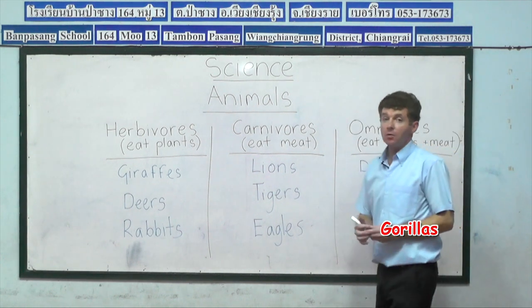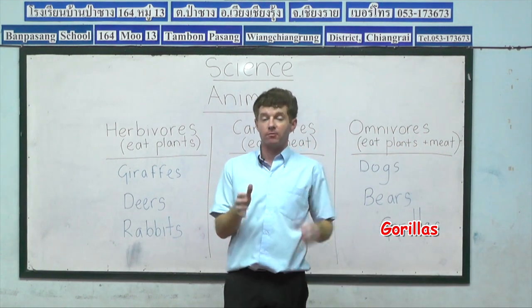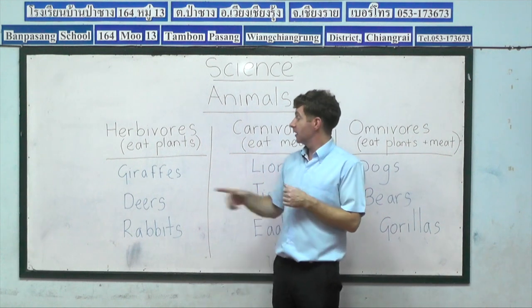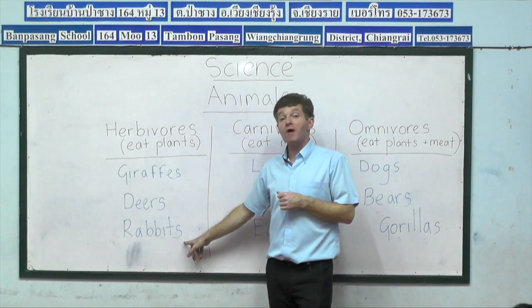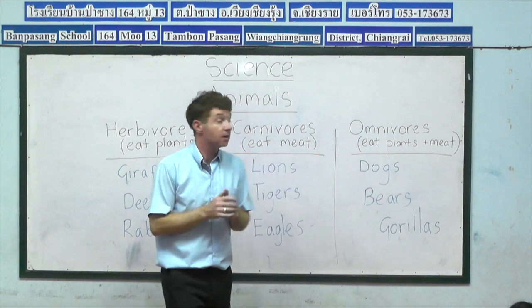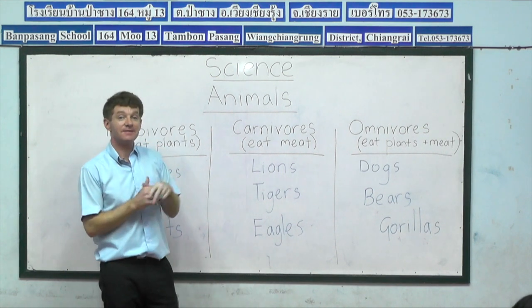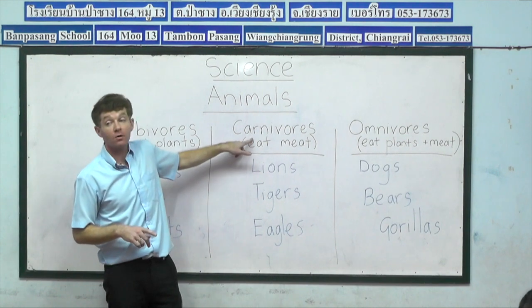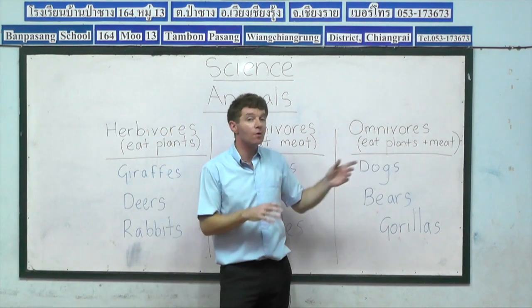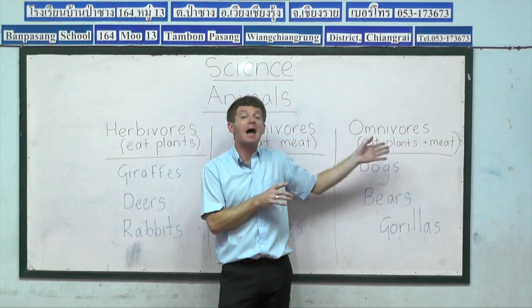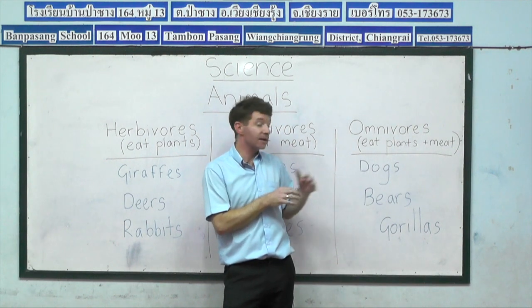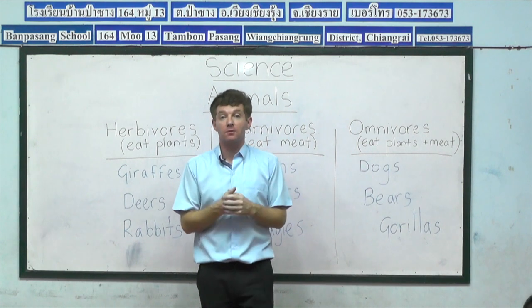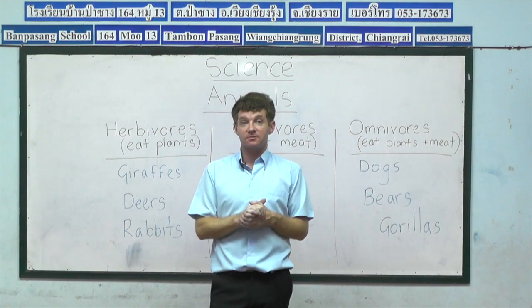Gorillas. So now we have some good examples on the board of all three categories. So let's practice speaking one more time. Herbivores eat plants. Giraffes, deers, rabbits are all examples of herbivores. Carnivores eat meat. Lions, tigers, eagles are all examples of carnivores. And then our third column, omnivores eat plants and meat. Dogs, bears, gorillas. All examples of omnivores. So you can see how we learn to group our animals into three categories based on their feeding habits. Guys, that was excellent. Well done.